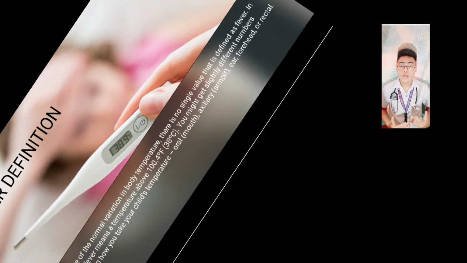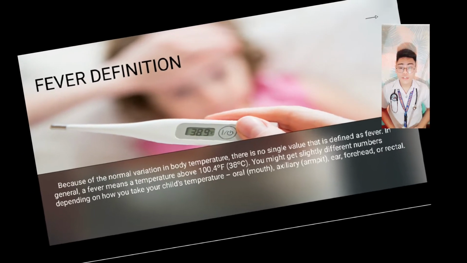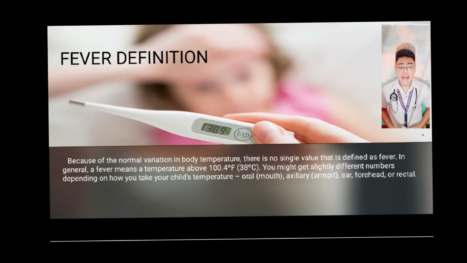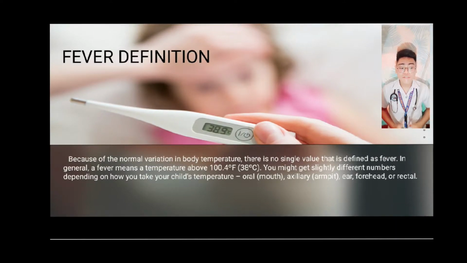So for our fourth slide, which is the fever definition. Because of the normal variation in body temperature, there is no single value that is defined as fever. In general, a fever means a temperature of 100.4 Fahrenheit or 38 Celsius. You might get slightly different numbers depending on how you take your child's temperature: oral is for mouth, axillary is for armpit, ear, forehead, or rectal.